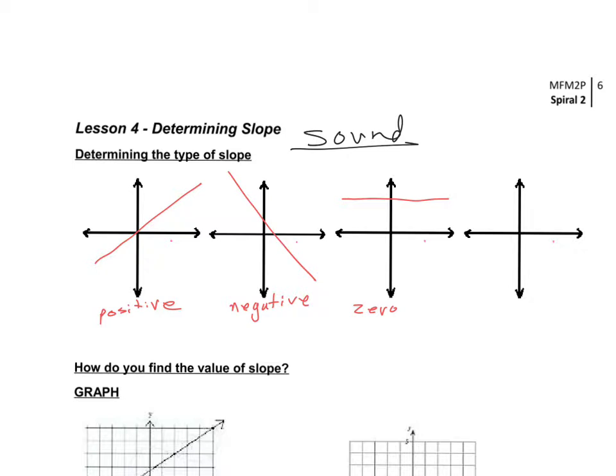A line that looks vertical is what we call an undefined slope. So remember, all of these are slopes of lines. Just think of the slope of a line as the rate of change of the line over time.